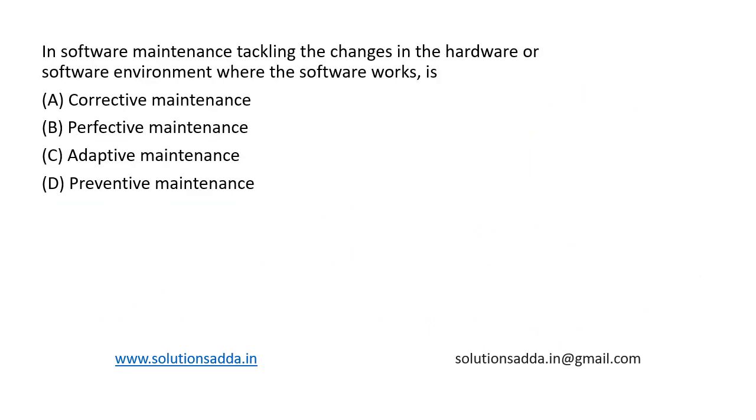This is a software engineering question. In software maintenance, tackling the changes in the hardware or the software environment where the software works is: corrective maintenance, perfective maintenance, adaptive maintenance, or preventive maintenance. The correct answer is option C, adaptive maintenance. It is the modification of a software performed after delivery to keep it functional with respect to the working environment. So adaptive maintenance is the software maintenance that is used to tackle the changes in hardware or software environment where the software works. Correct answer is option C, adaptive maintenance.